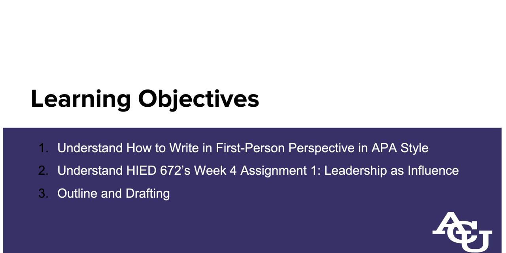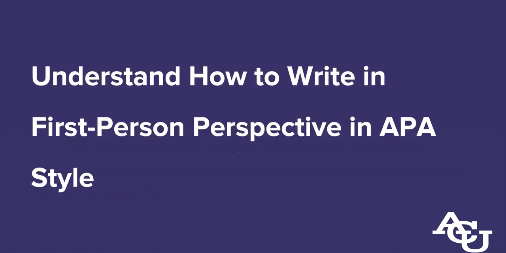Our main purpose today is to understand how to write in first-person perspective in APA style. Now we're going to look at a specific assignment in the HIED program that requires that you write about yourself, naturally using first-person perspective. And then we'll finish with a discussion of how to outline and draft the assignment, keeping in mind some of the occasions where you'll want to be writing in first-person style, and also some places where you perhaps don't want to.